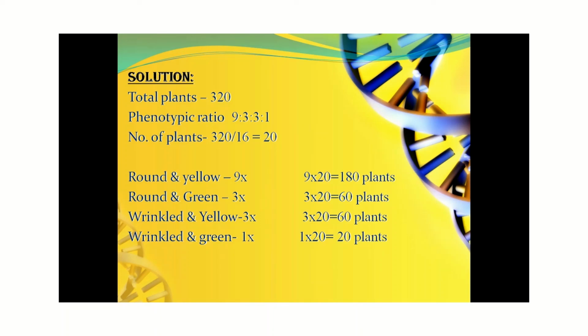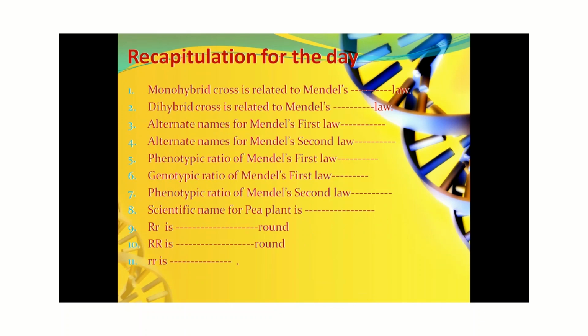So for Mendel's first law, you need to divide the total number of plants by 4. For Mendel's second law, you will be dividing the total number of plants by 16. For Mendel's first law, two types of ratios will be there depending upon the question. You should think of what I have discussed in the Mendel's first law video. If you go through that video, you will get the details on how to apply phenotypic and genotypic ratio. So that's all for the day.